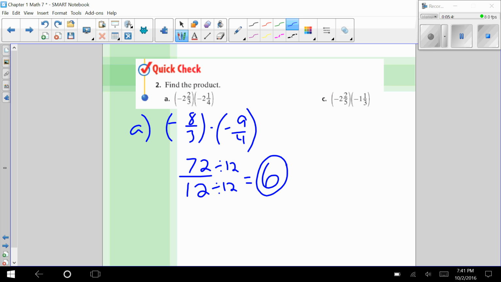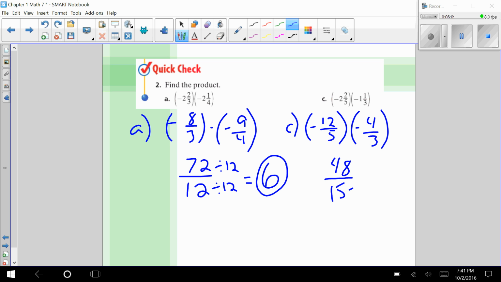For letter C, we change our numbers into improper fractions. Negative 2 2/5 becomes negative 12/5. And negative 1 1/3 becomes negative 4/3. Now I will multiply. Negative 12 times negative 4 makes 48, positive. 5 times 3 makes 15. And I know that 3 goes into both of these. So I get 16 over 5 is my final answer.